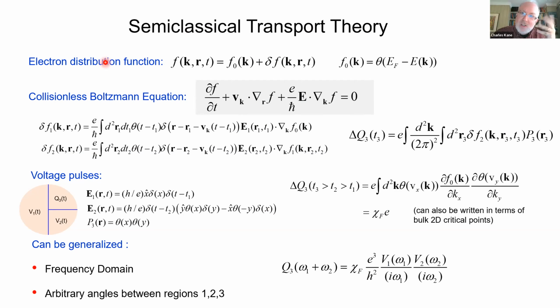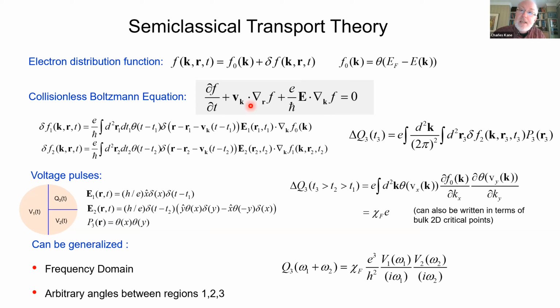In this case, we're characterizing the system by a semi-classical distribution function for the electrons. And since I am legislating that it's ballistic, then the time evolution of this is going to be described by the collisionless Boltzmann equation.